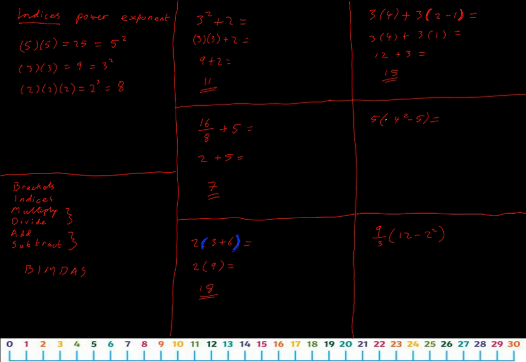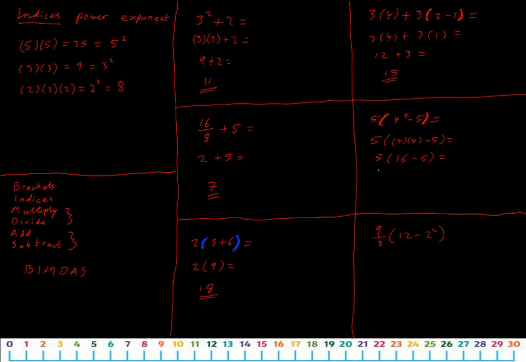Now, here again, I've got a bracket. So I'm going to deal with the bracket first, but this bracket's a little bit more complicated because this bracket has an indice in it. So I have 5 multiplied by 4 squared. 4 squared would mean 4 by 4. It means 4 is multiplied by itself twice. So I end up with 4 by 4 is 16 minus 5.